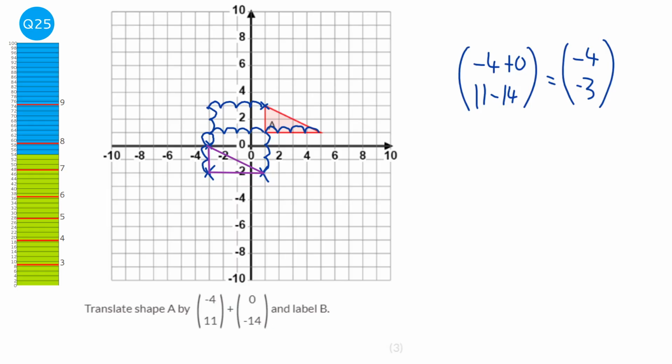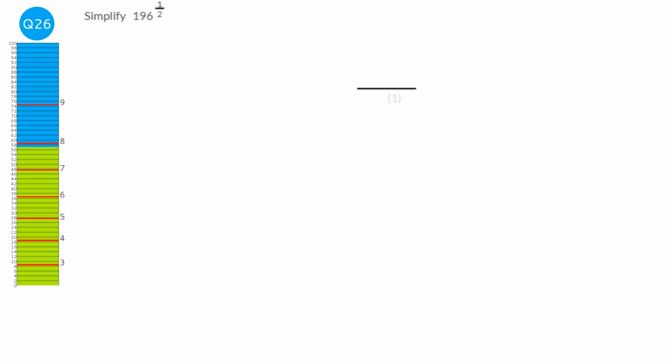And label the new shape B. So with the power, if the power is at the bottom, if it's got a fraction, then the bottom of that fraction is what we're going to square root or cube root or root the number by. The number at the top is just the power. Now, because we've got a 1 there, it's just going to be power 1. It's not going to really do anything.